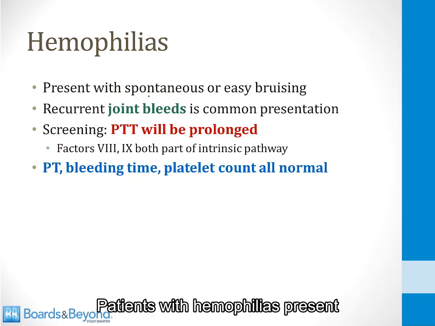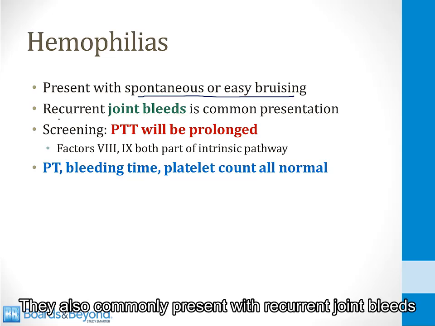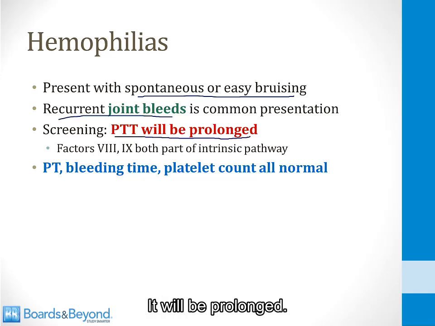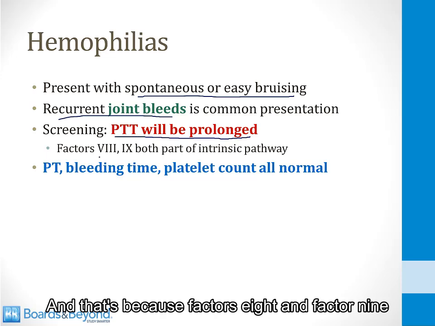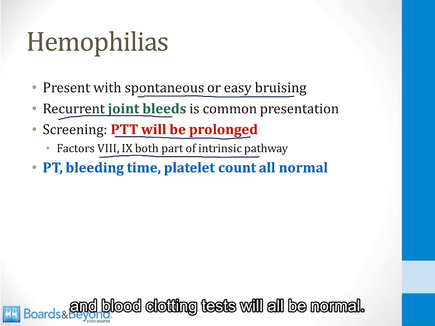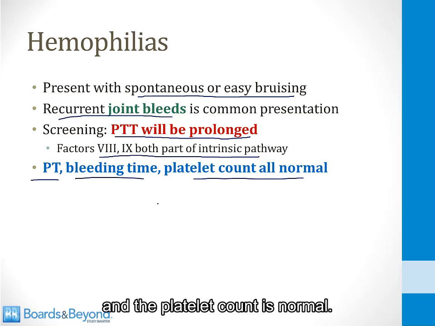Patients with hemophilias present with spontaneous or easy bruising. They also commonly present with recurrent joint bleeds, much like Alexei Nikolaevich had. The screening test for hemophilias is the PTT, or partial thromboplastin time. It will be prolonged. And that's because factors 8 and factor 9 are both part of the intrinsic pathway. We'll talk more about that in the next slide. Importantly, the other coagulation and blood clotting tests will all be normal. So the PT will be normal, the bleeding time will be normal, and the platelet count is normal.